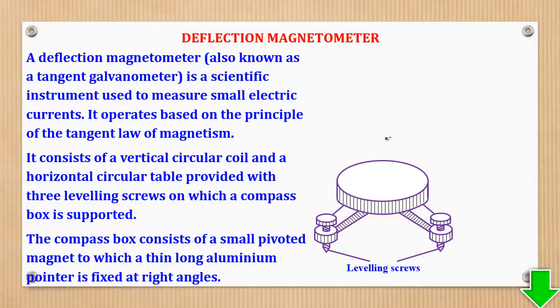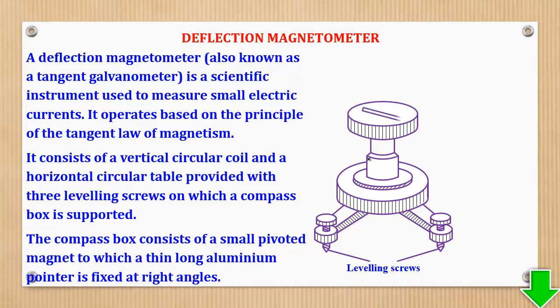So the third screw is on the other side, which is invisible. Then from there we shall need a compass box. The compass box is attached to a circular table, which is that, and the compass box has a small magnet and a pointer. This is a small magnet. This is the pointer.